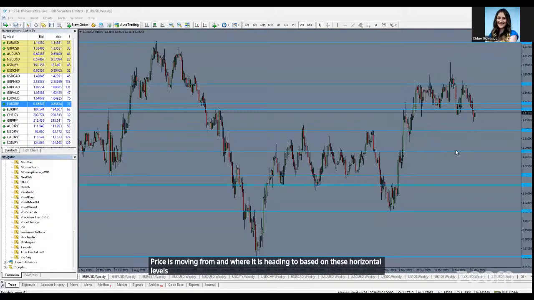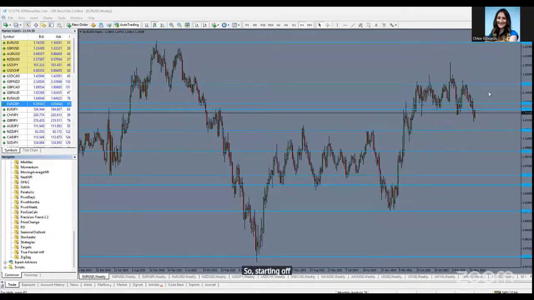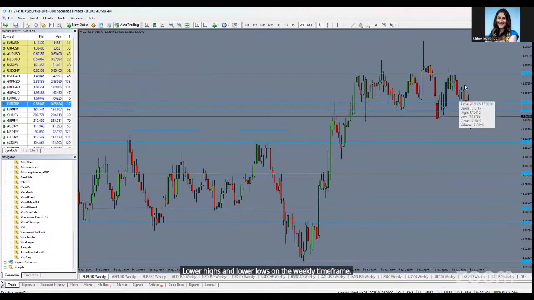So, starting off with euro dollar, this is the weekly chart of euro dollar. And what we can see here is lower highs and lower lows on the weekly time frame. I'll zoom in a little bit.